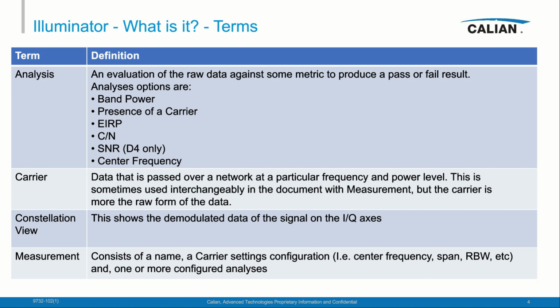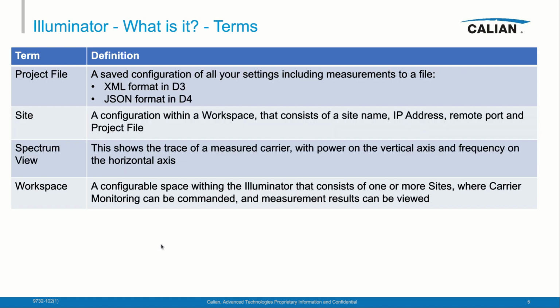Carrier is essentially data that is passed over a network at a particular frequency and power level. This is sometimes used interchangeably in the document with measurement, but carrier is more the raw form of the data. Constellation view shows the demodulated data of the signal on the IQ axis. Measurement consists of a name, a carrier settings configuration, such as center frequency, span, RBW, etc., and one or more of the configured analyses.